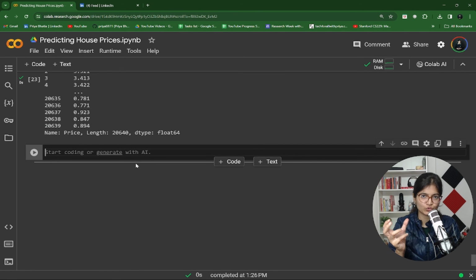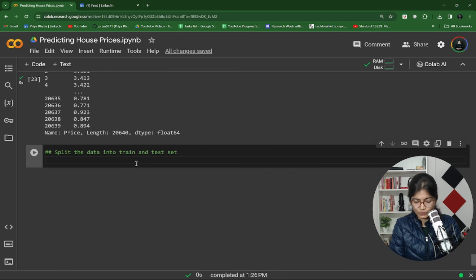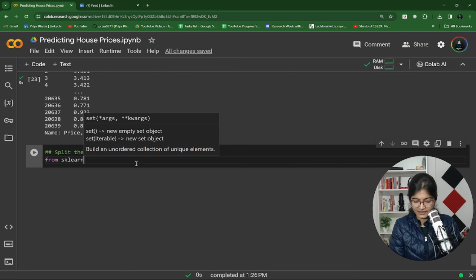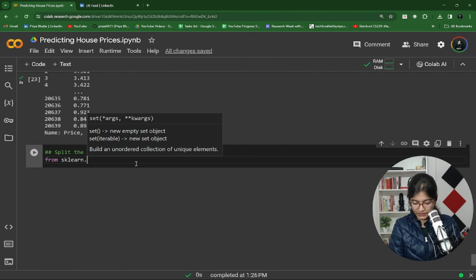Now we can split our data into training and testing, and then maybe we can do the scaling process. So we can split the data into train and test sets. To do that, we say from sklearn.model_selection.